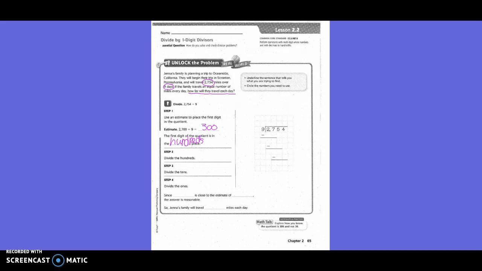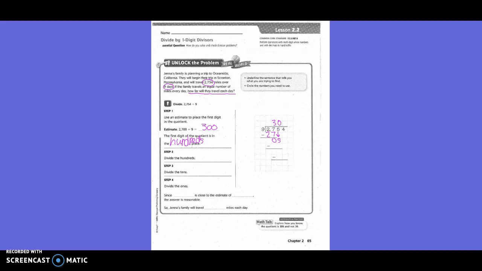Okay, then it says step 2, divide the hundreds, the tens, and the ones. So we're going to work our problem over here. Can 9 go into 2? No, so we're skipping the 2 and we're going to move into 27. So 9 into 27, how many times? 3. 9 times 3 is 27. 27 minus 27 is 0. Bring down your 5. Can 9 go into 5? No, so you put a 0.